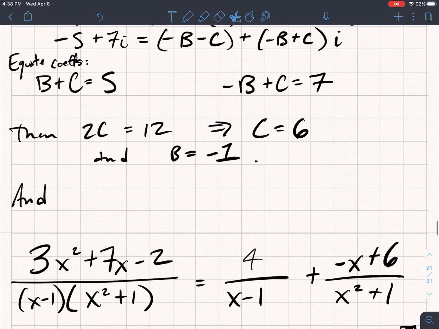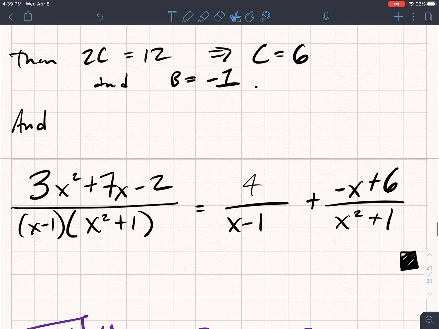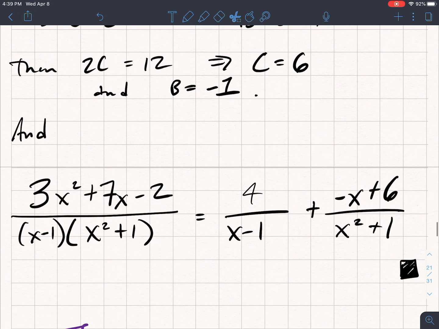So then our partial fraction decomposition of the polynomial 3x squared plus 7x minus 2 over x minus 1 times x squared plus 1 is equal to 4 over x minus 1 plus negative x plus 6 over x squared plus 1. And that is the end of that section.